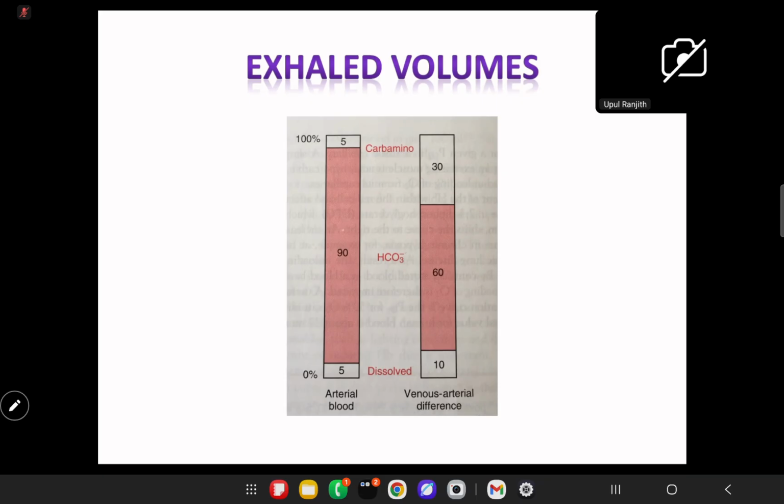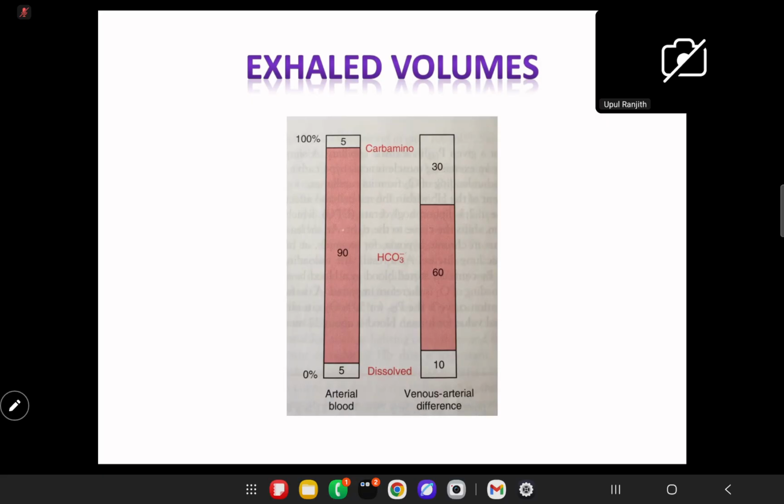This is not the percentages in the venous blood. So it is the venous arterial difference. Venous arterial difference means the amount exhaled into the lung. If you take the exhaled volumes from the lung, 60% has come as bicarbonate, 30% has come as carbamino compound, and dissolved forms only 10%, right? So this is not in the venous blood.